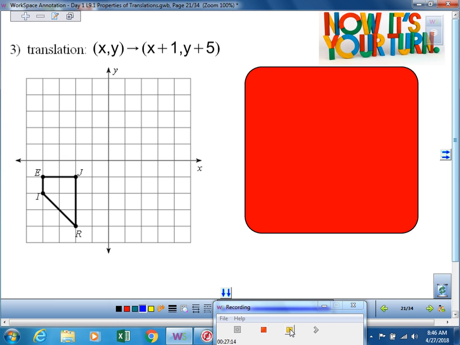So we're going to go right 1, and then up 5. And we're going to label it J prime. Right 1, up 5, D prime. Right 1, up 5. What is that? I prime. Right 1, up 5. And that is R prime.